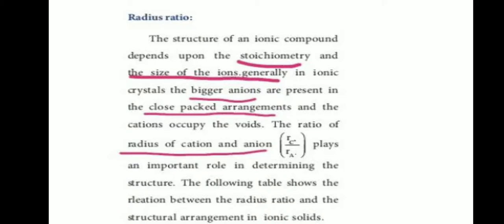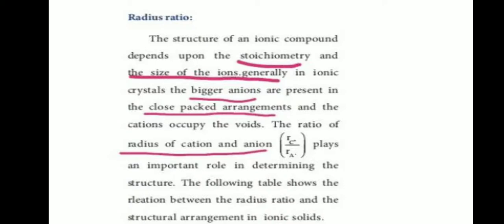Listen again, carefully. The structure of an ionic compound depends upon the stoichiometry and the size of the ions. Generally, in ionic crystals, the bigger anions are present in the close packed arrangements, and the cations occupy the voids.